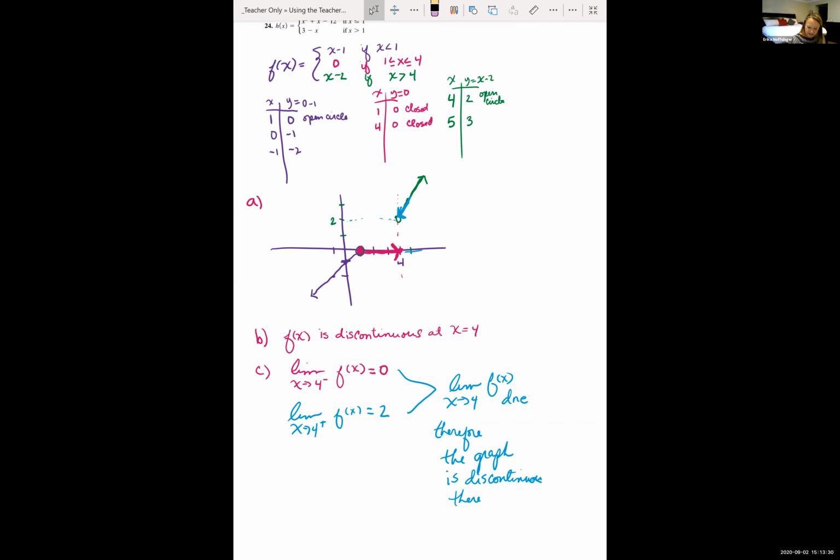Okay, so let you finish writing that if you're still writing. And then let's maybe do at least one more of the piecewise.